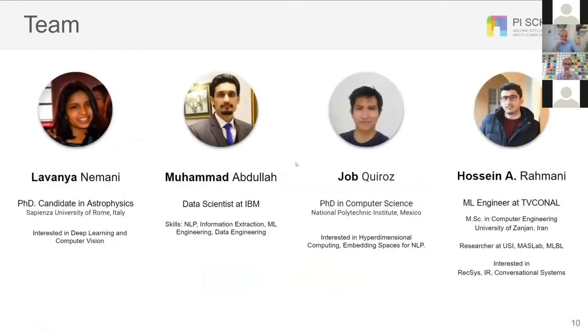This is the team. So Lavanya is a PhD candidate in astrophysics. Mohammed, a data scientist at IBM. Myself, Hope Quiroz, a PhD in computer science, and also Hossein. So we have vast experience in data collection and data analysis.